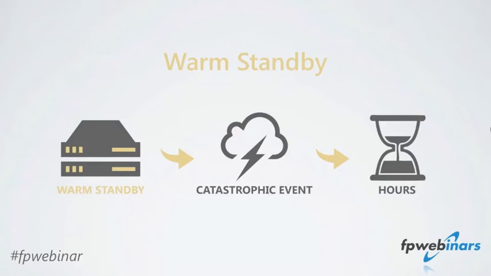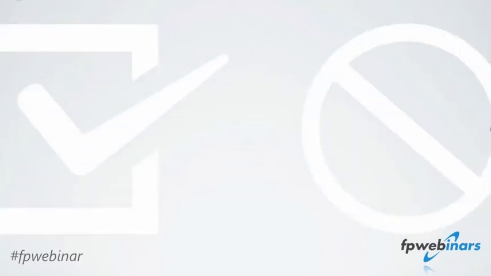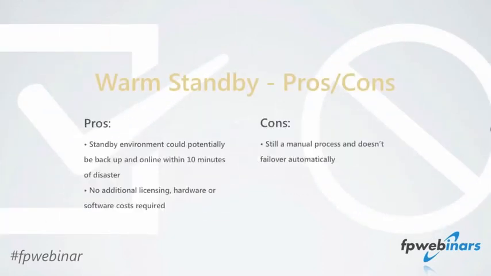Once the initial replication is complete, incrementals are sent every 5 minutes, and this happens automatically, so there's no engineer intervention required. It's a pretty seamless process. So with the warm, there are also pros and cons. The biggest pro, as I mentioned, is that your environment could potentially be restored in as little as 10 minutes, and that's based on the size of your environment, the amount of data you have, things along those lines.